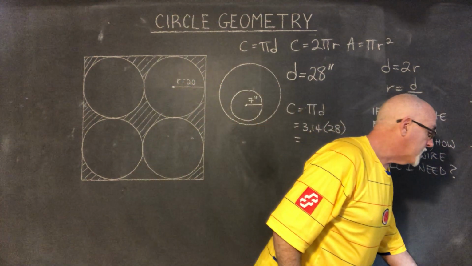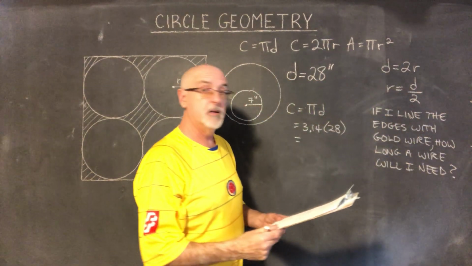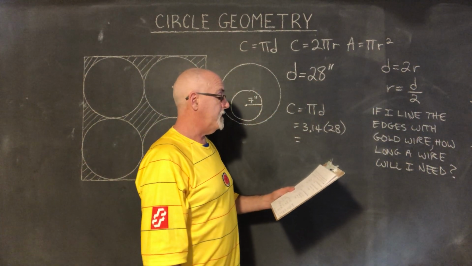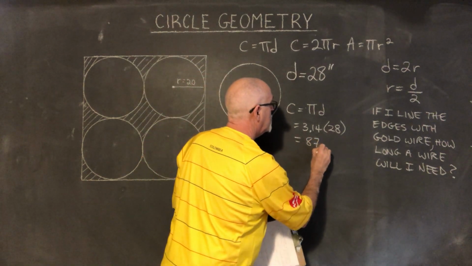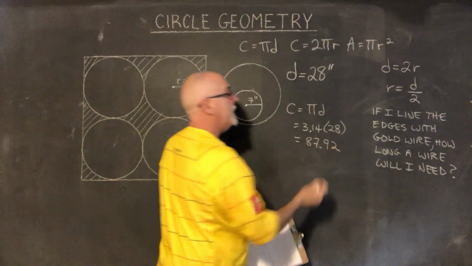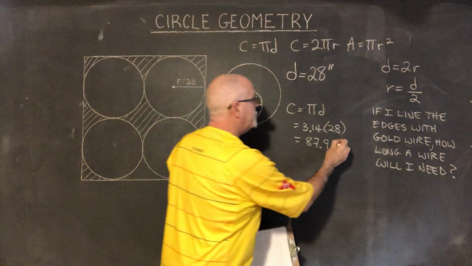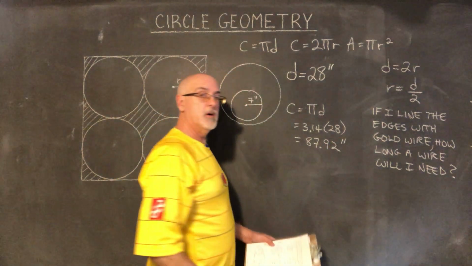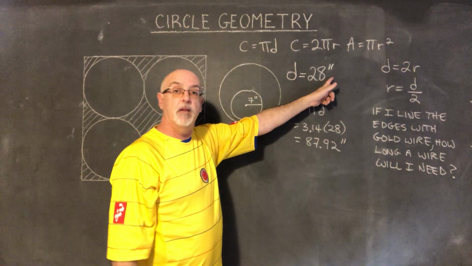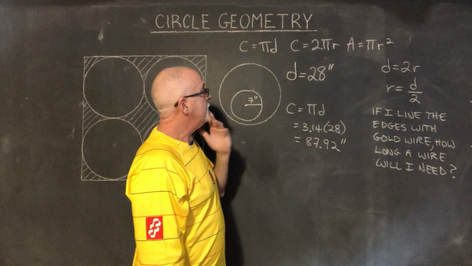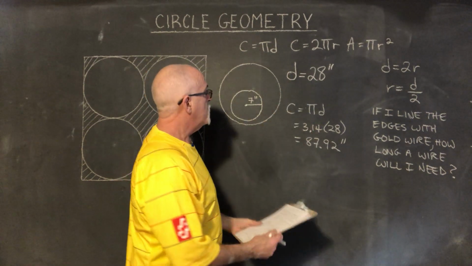And I can use my calculator, or I may have already done this and written it down on a piece of paper, which is equal to 87.92. And that's going to be inches. Circumference is in inches. It's not square inches. This is not area. And it has to be inches because the diameter they gave me to start with was in inches. So the information is there. Okay, now we do it again.